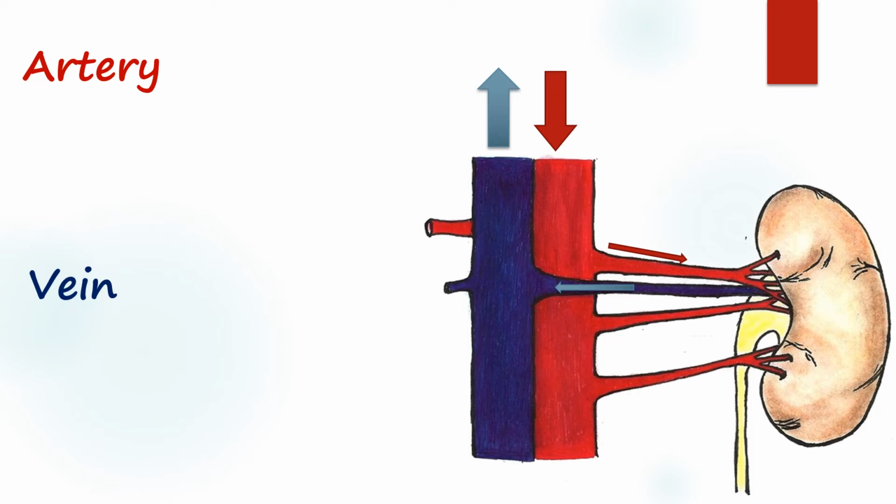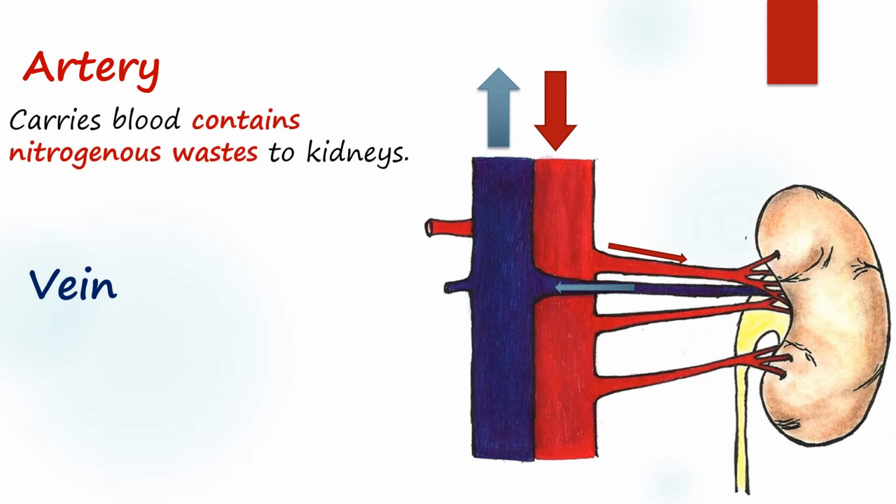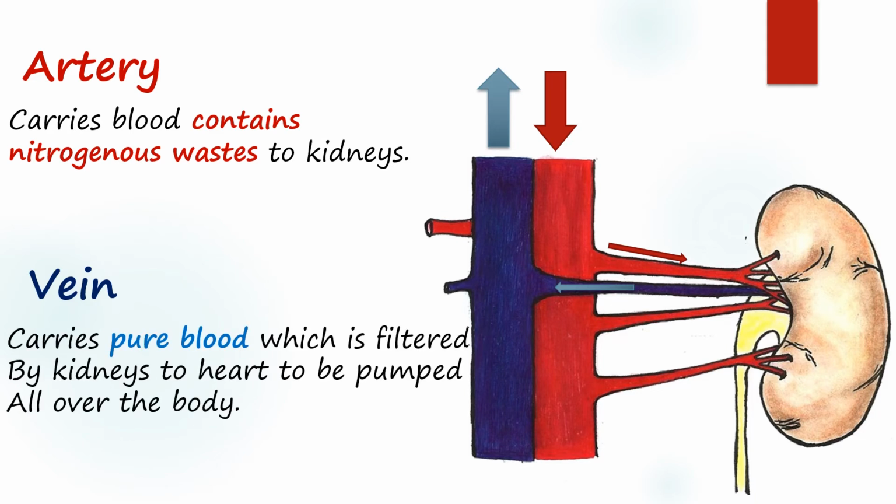And in this case, yes, the artery carries blood to the kidneys, but it contains nitrogenous wastes. Why? Because we need these nitrogenous wastes to be filtered from the blood. And after that, the vein carries the pure blood, which is filtered by the kidneys, to the heart to be pumped all over the body again.